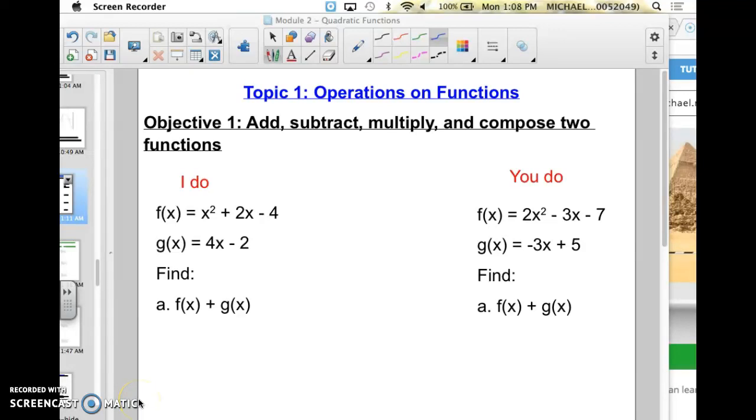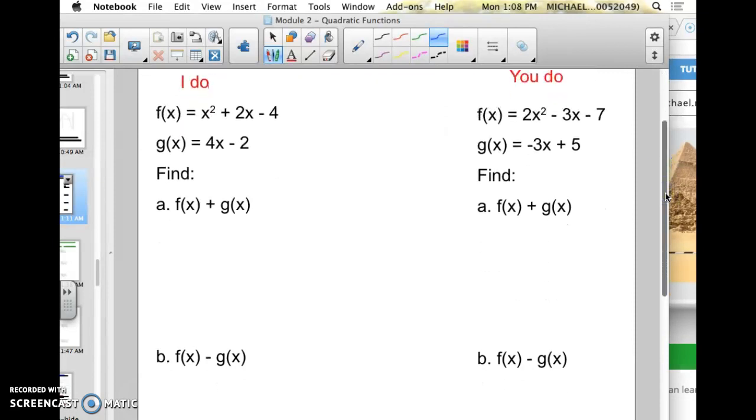In this video, I'm going to talk about adding, subtracting, multiplying, and composing two functions. I'm going to do an example of each operation, and then I'll ask you to try your own example to check your understanding as you go throughout the video. The first example I'm going to work through is addition.